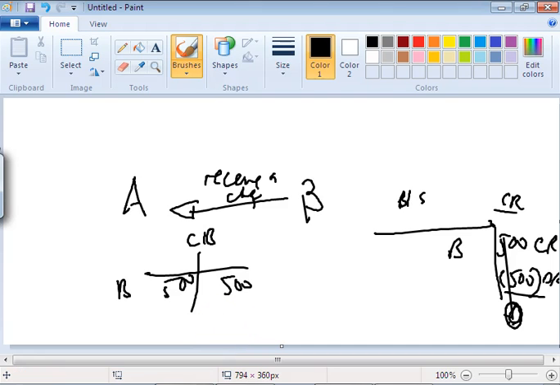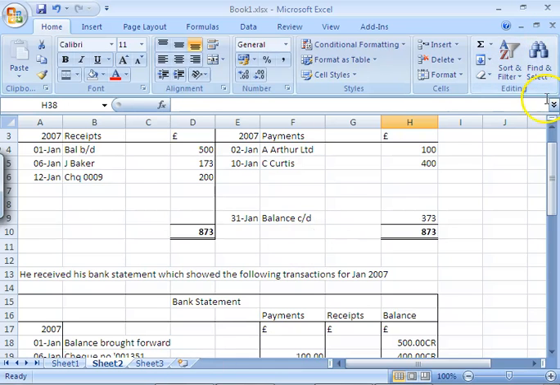So let's look at an example. I've actually put these two errors together. Here we have a situation where we have balance brought down of 500, and that's fine. So as usual, let's tick off the things that are in both. That's the 500. That's the 500.